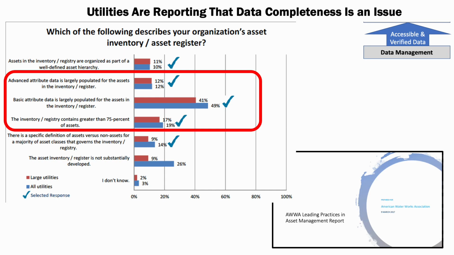To illustrate the importance of data completeness, we can look at the results of the AWWA report on asset management. We can see that most utilities report that their asset management data is incomplete.